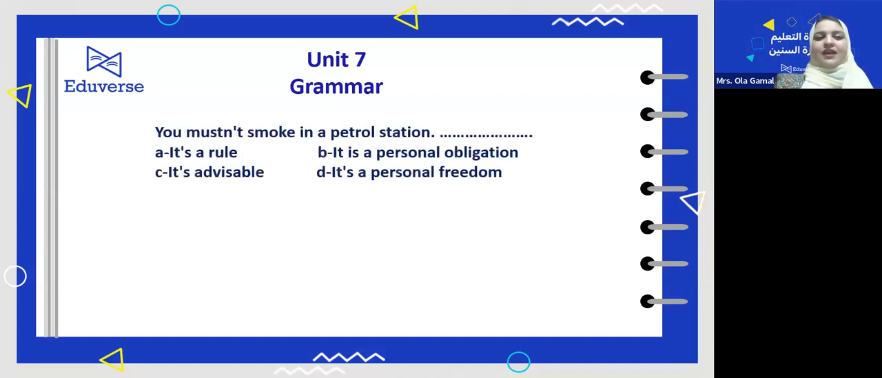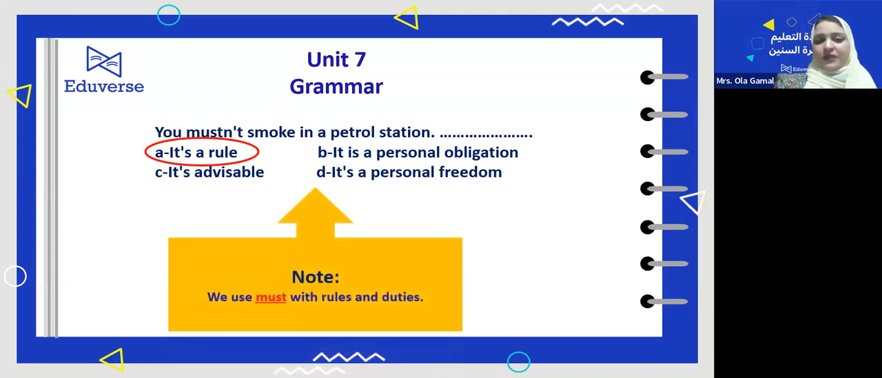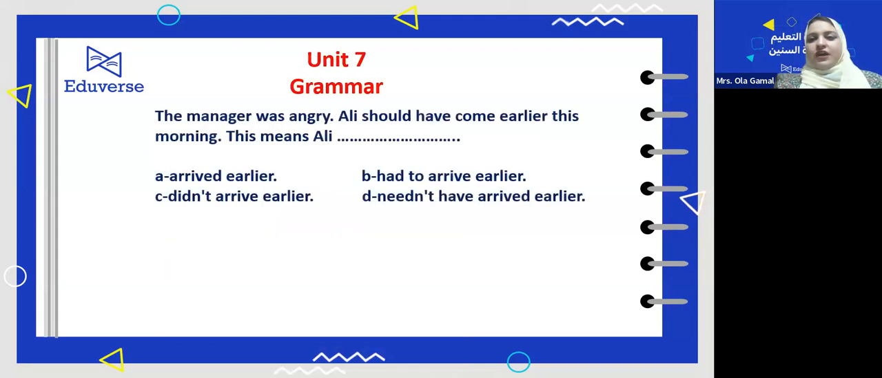Let's start. As you see, you mustn't smoke in a petrol station. Here, do you think it is a rule, a personal obligation, a piece of advice, or a personal freedom? Yes, very good. It's a rule because smoking in public places is not allowed, it's banned. So we can't smoke in any public place. So here we use must with rules and duties. Duties are things you have to do. Let's move to the other question.